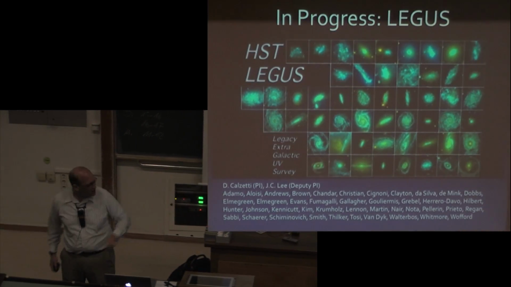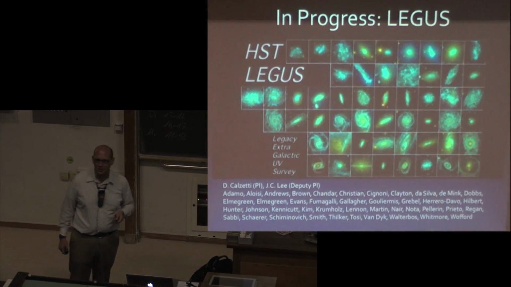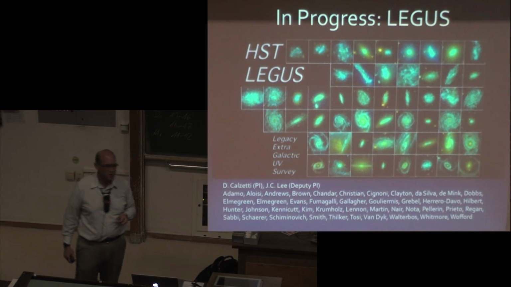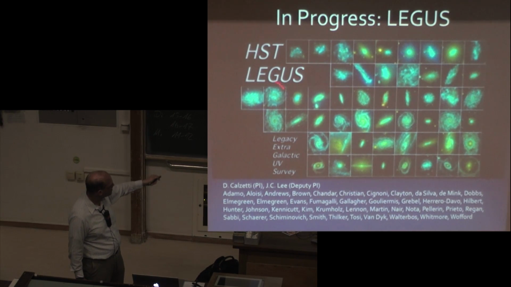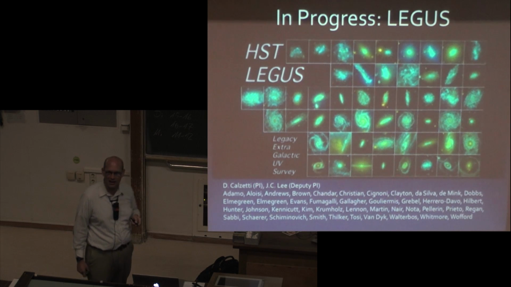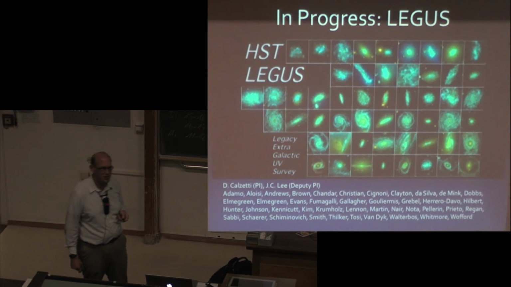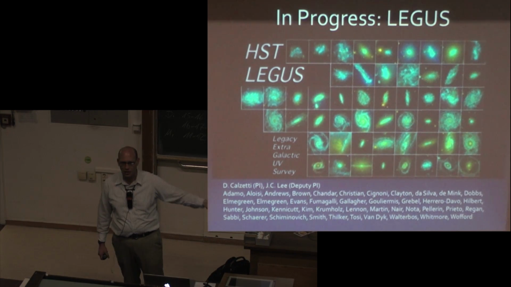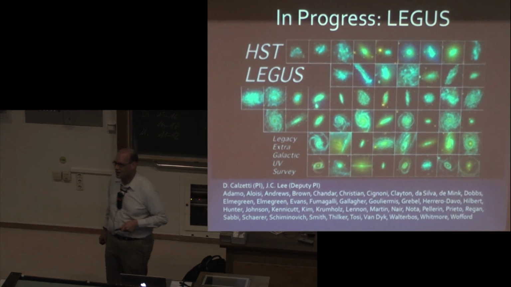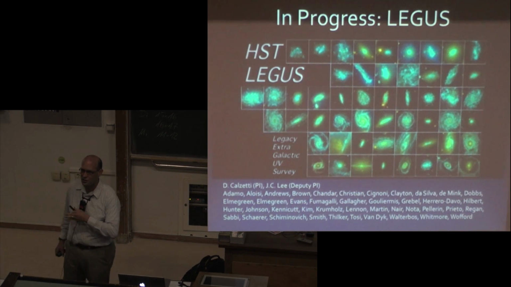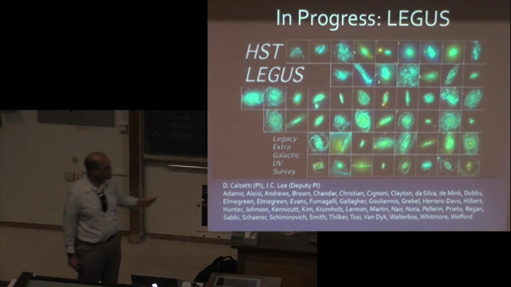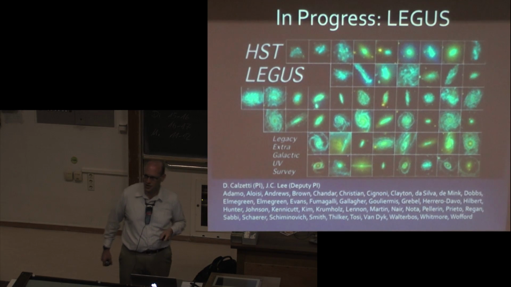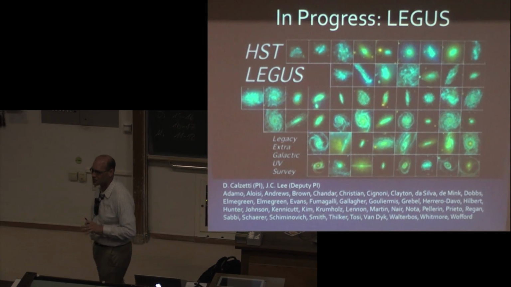All right, and I'll say, in progress, trying to do this for spiral galaxies. This is a survey being led by Daniela Calzetti called LEGACY. The Legacy Extragalactic UV survey is a survey of 15 nearby galaxies ranging from dwarfs to spirals, using a bunch of filters on HST going out into the UV, and this potentially gives you some constraints on the IMF too. I won't spend any more time on this, but that's sort of underway.